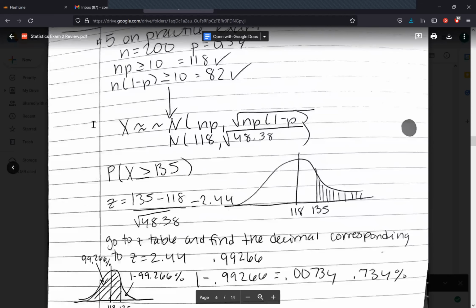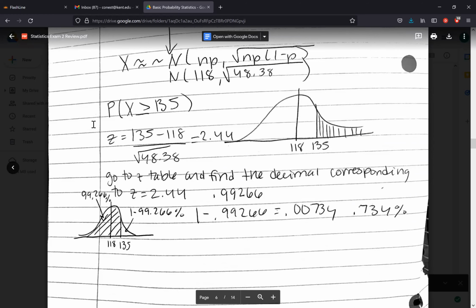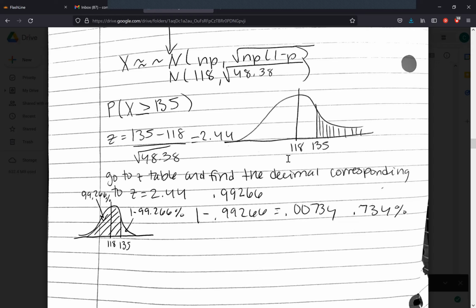So we can just plug those numbers in since we have our conditions met for approximating it. So the mean is 118 and the standard deviation is the square root of 48.38. And the question wanted the probability that x is greater than or equal to 135. So first you need to draw a picture. Again, the mean is 118, so it's right smack in the middle of our normal curve. And then we're looking for the probability that it's greater than or equal to 135. So I've shaded it on the graph.